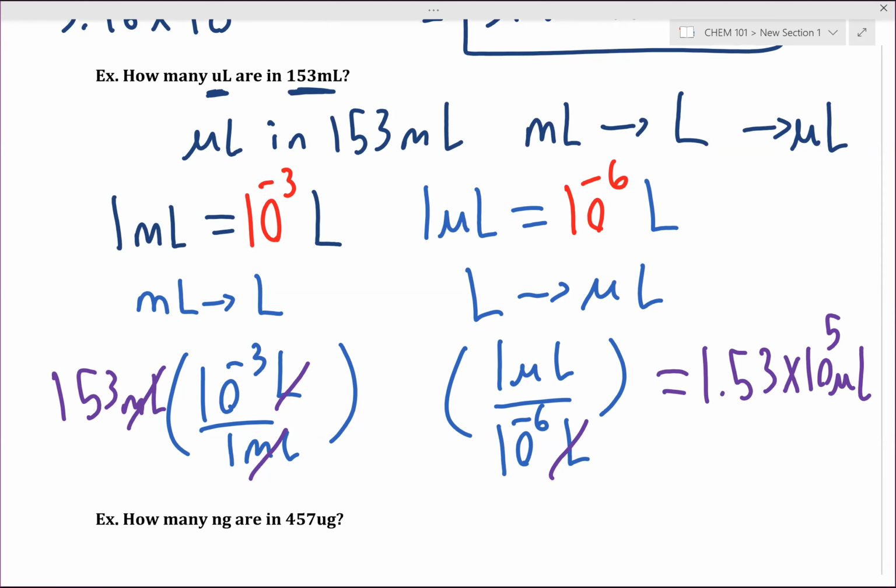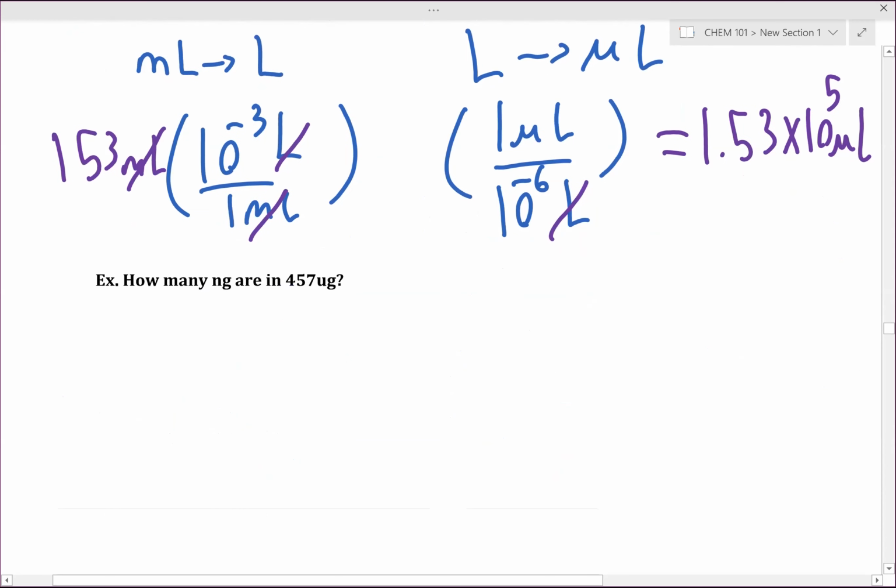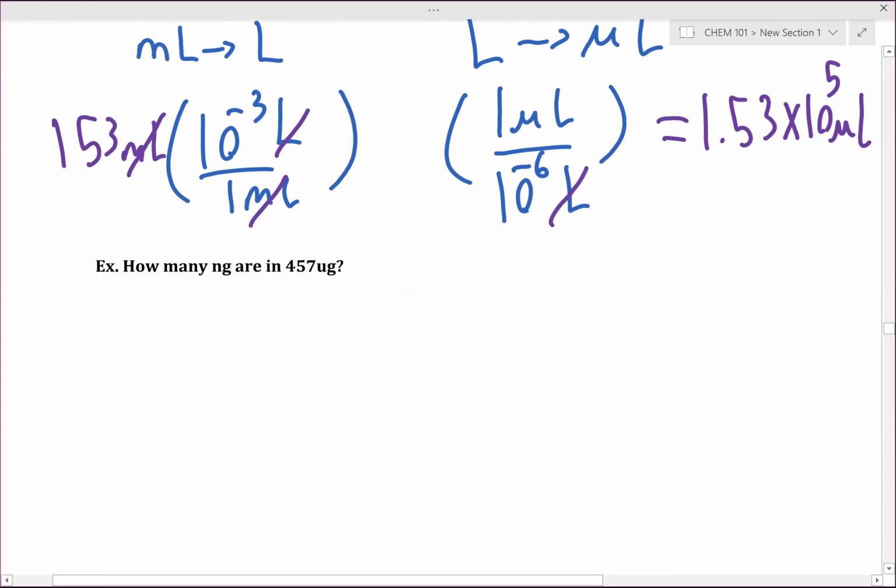Okay, perfect. So with that guided example covered, I'd like you to tell me how many nanograms are in 457 micrograms. So take a moment to compute that, and I encourage you to practice using your calculators. The more you practice now on these relatively straightforward problems, the more you'll be able to use your calculator for complicated ones.